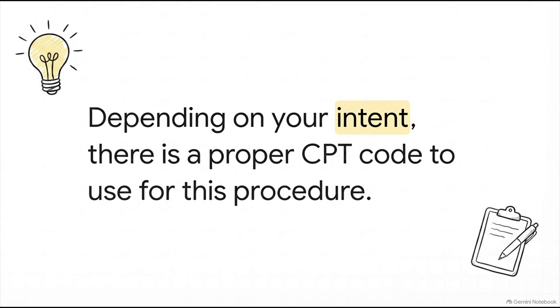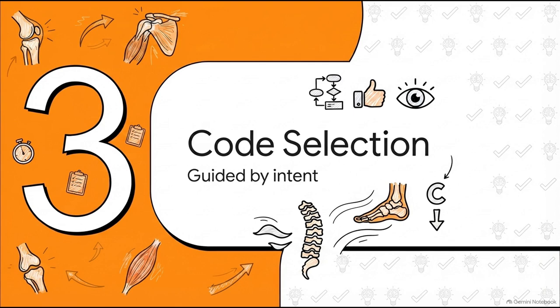So we are going to take this exact same physical movement, the oblique sit-up, and pivot it through 3 completely different billing realities just to show you exactly how this rule works in practice. Let's get right into it. Section 3, code selection by intent.